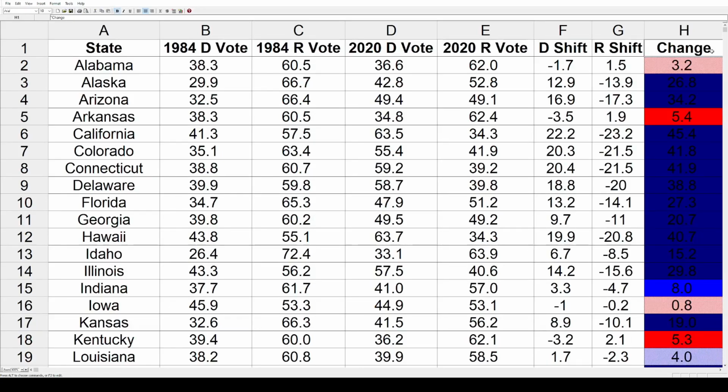And then I have my usual shading, the darkest colors, and there's going to be a lot of them. Those are over 10-point shifts. The lightest red and blue colors, those are going to be under 5-point shifts.